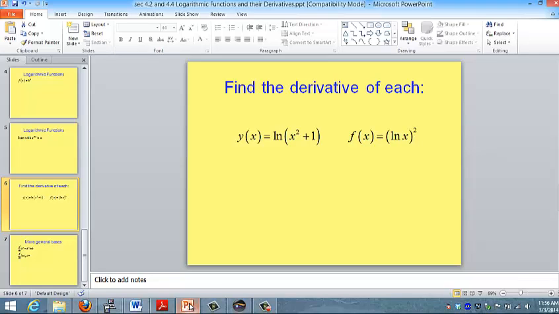So now I'm going to give us 2 more problems to try. We want to find the derivative of each of these. Okay? So I have y is equal to the natural log of x squared plus 1. And then I also am going to show you f of x is, and this one is a little strange. That's why I thought it'd be a good example to show you: the natural log of x being squared like that.